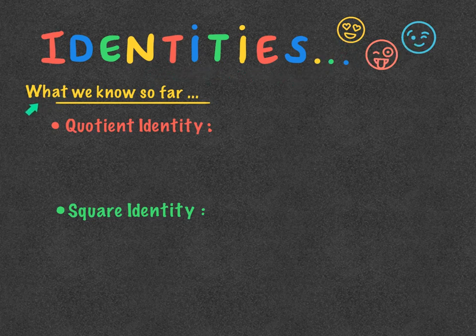Let's have a look at what we know so far. The quotient identity is where we know that tan of an angle, let's say theta, can be rewritten as sine theta divided by cos theta. Now, we have proven this identity in previous videos, so we're not going to run through that now, but this is an identity that we've used quite a bit already.